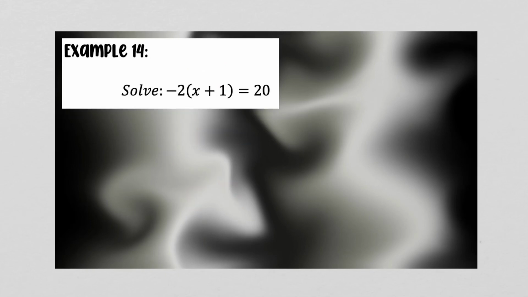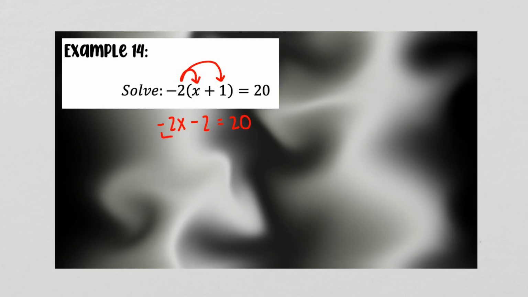Alright, example 14 is our last example, so I am going to go ahead and show you distributing one more time to make sure it's fresh on your mind. I want to multiply this -2 in parentheses, so -2 times x gives me negative 2x. Negative 2 times a positive 1 gives me a negative 2, and it's still equal to 20 on the right side.